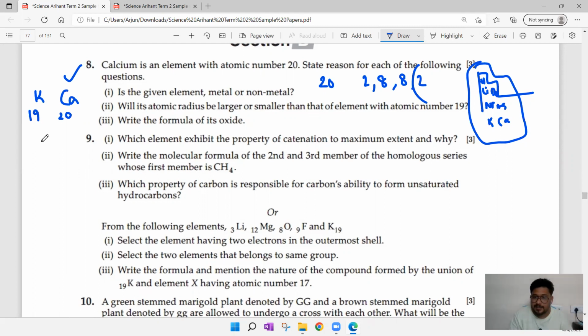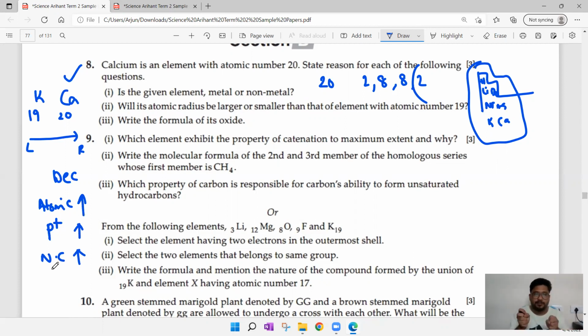Atomic radius, atomic size: if you are moving from left to right, definitely it will decrease. Why will it decrease? Moving from left to right, atomic number is increasing. When atomic number increases, proton count also increases, and nuclear charge also increases. When nuclear charge increases, the nucleus pulls all the orbits towards itself. Because of this pulling, size decreases. So calcium will be smaller. That is the answer you have to write: smaller.